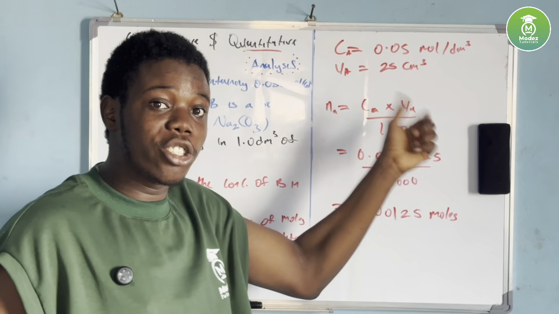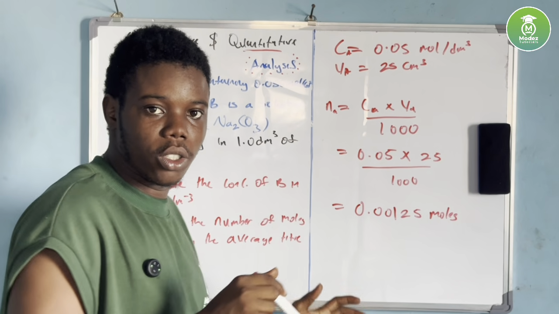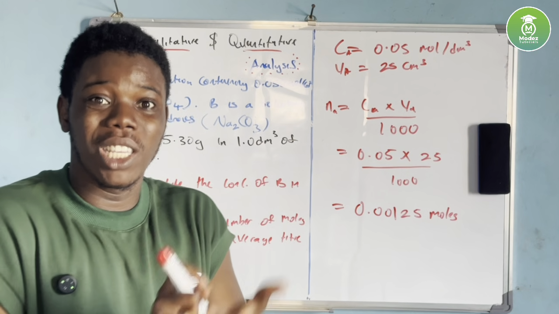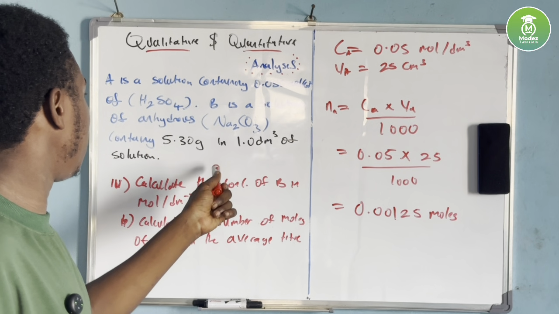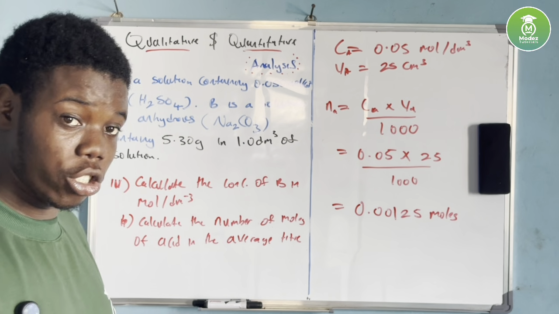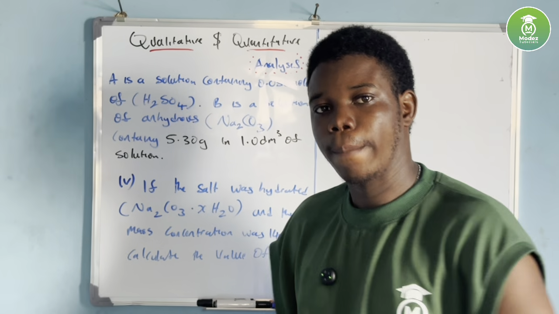When it is the concentration of a solution, or the concentration of an acid or a base, it is in mole per dm cube. If it is gram concentration or mass concentration, it is gram per dm cube.